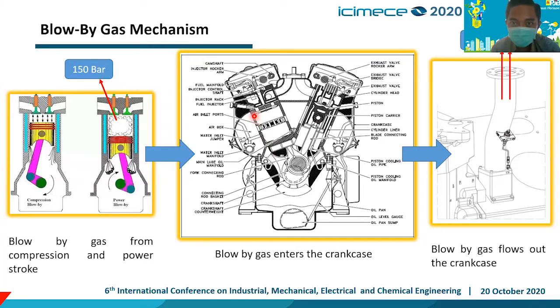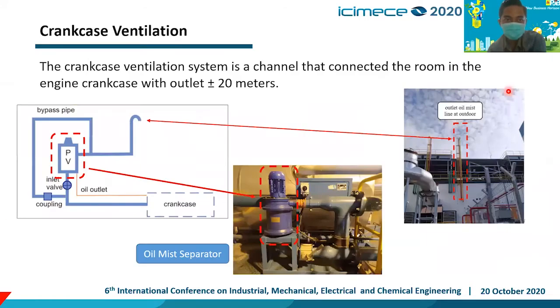When the blow-by gas comes into the crankcase, the pressure will be positive, and it should be ventilated or flow out of the crankcase so as not to cause bigger damage in the crankcase. As you can see here, this is the ventilation pipe to the atmosphere. This is what we call crankcase ventilation.